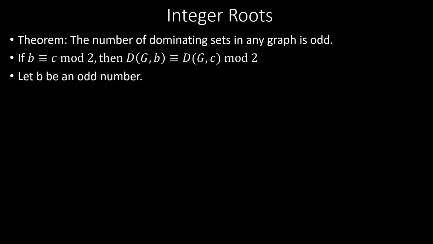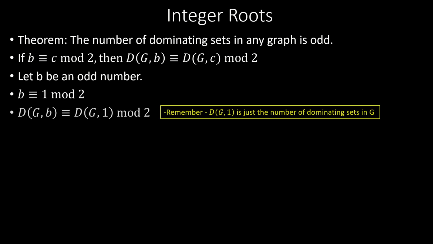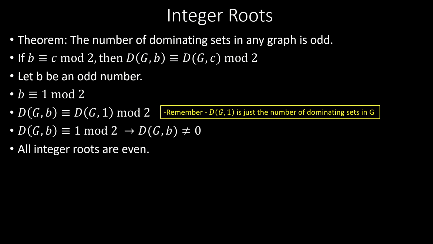Now suppose b is an odd number. Then b is congruent to 1 mod 2. So the domination polynomial of any graph G evaluated at b is congruent to the domination polynomial of G evaluated at 1 mod 2. And since the domination polynomial evaluated at 1 is simply the number of dominating sets in the graph, which is odd by our previous theorem, then the domination polynomial evaluated at an odd number b is still odd, meaning it is non-zero. This proves that all integer roots of domination polynomials are even.